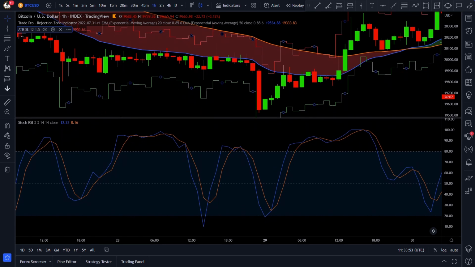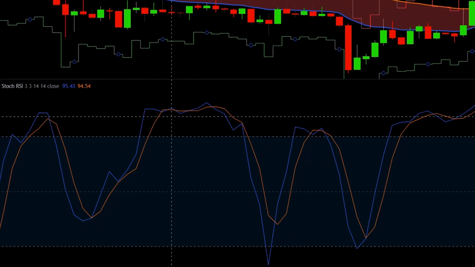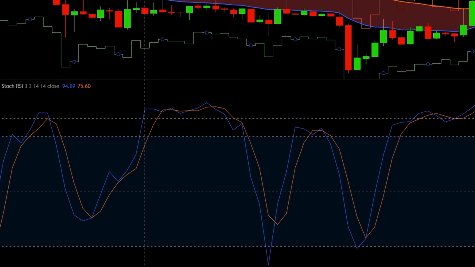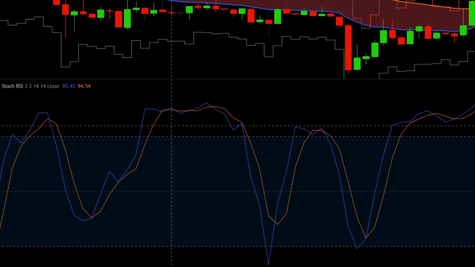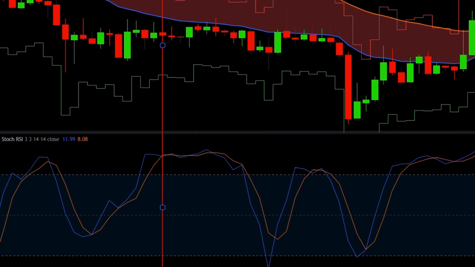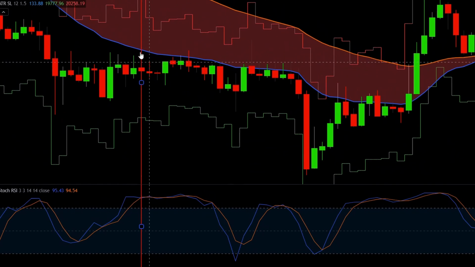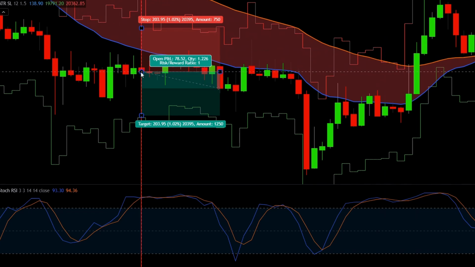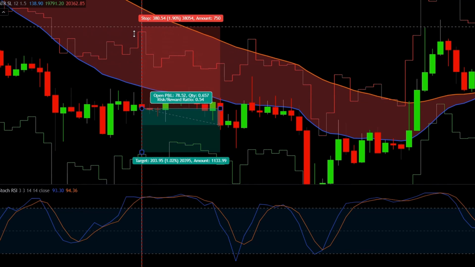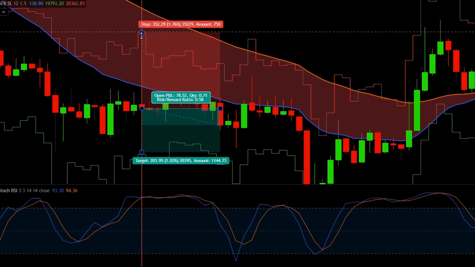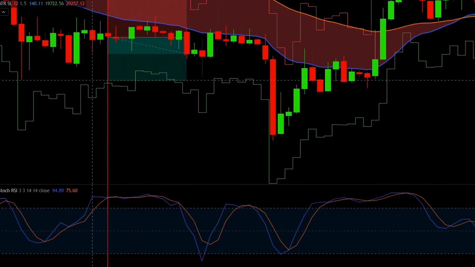If you zoom in a little bit, you can see that the cross down will happen right here when the blue line crosses under the orange line. So I will mark it. That means all of the criteria is met on this candle, so we can enter into a short position. Stop loss will go to the upper ATR level, and the take profit will be a 1 to 1.5.